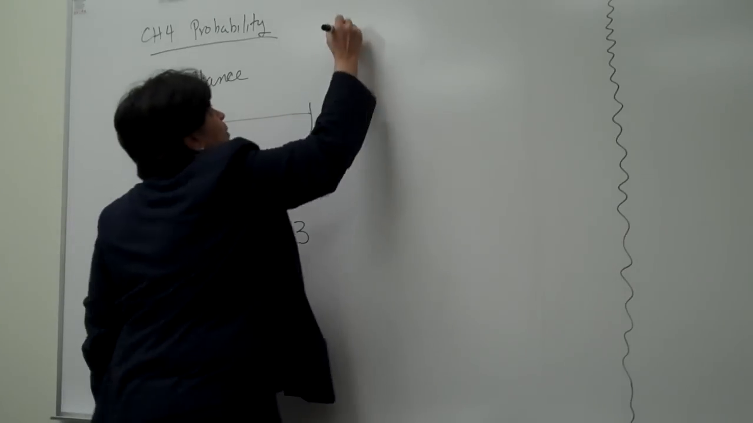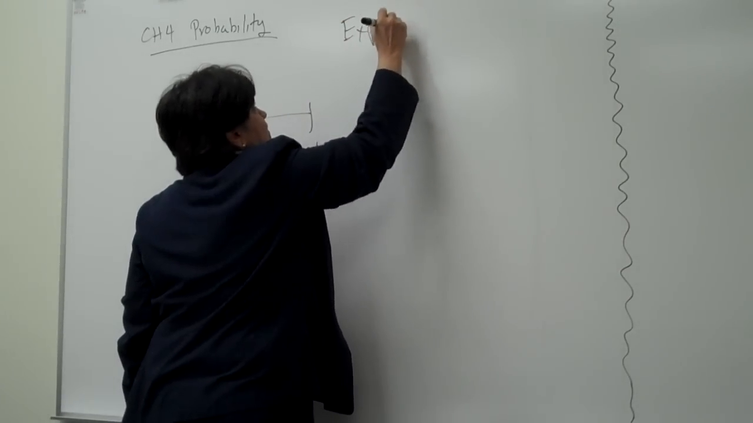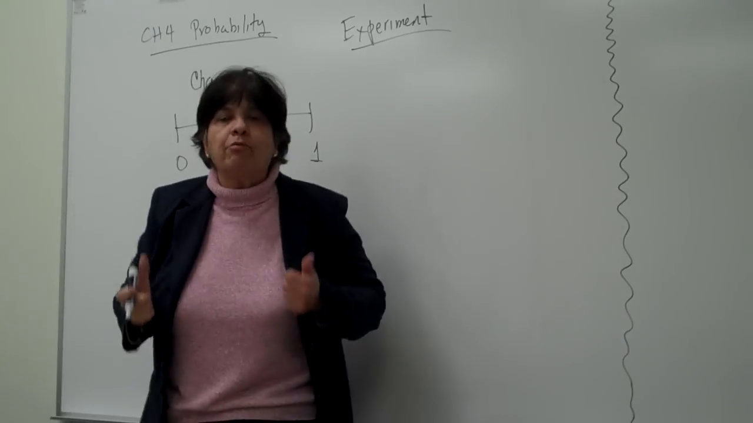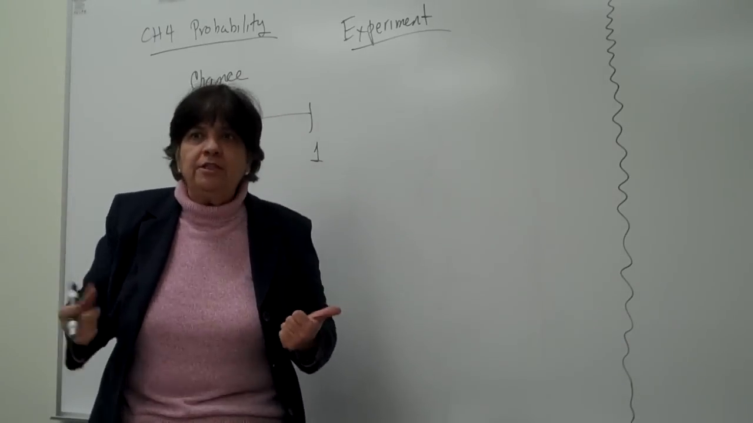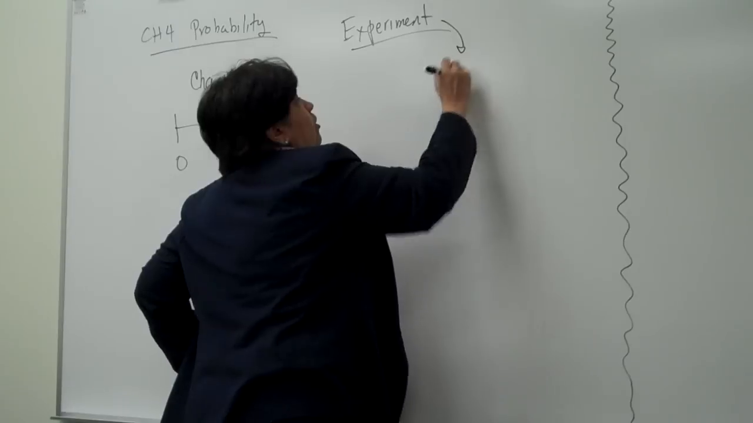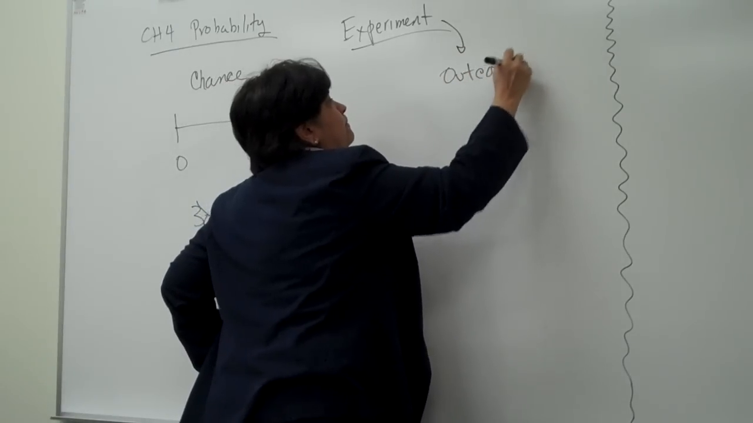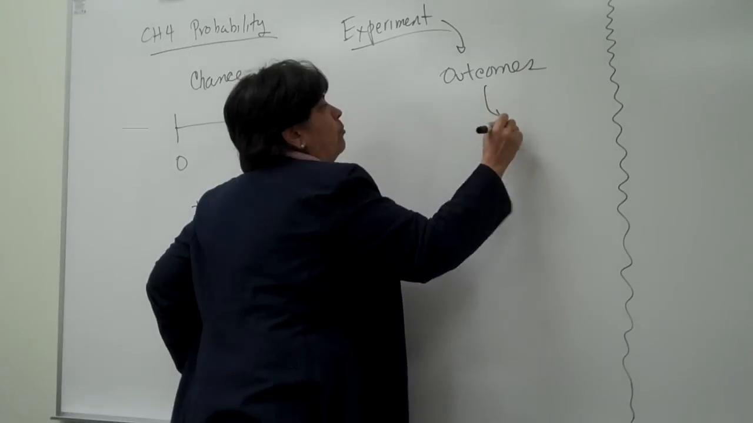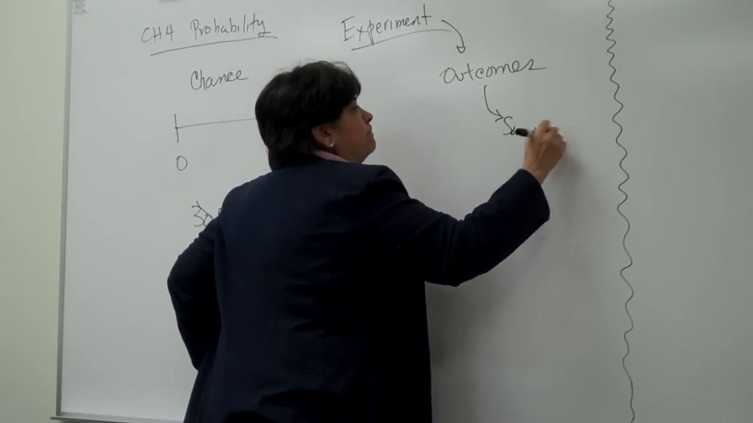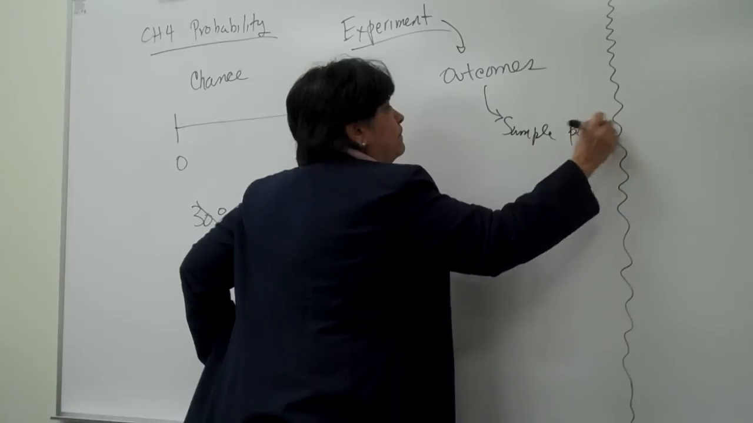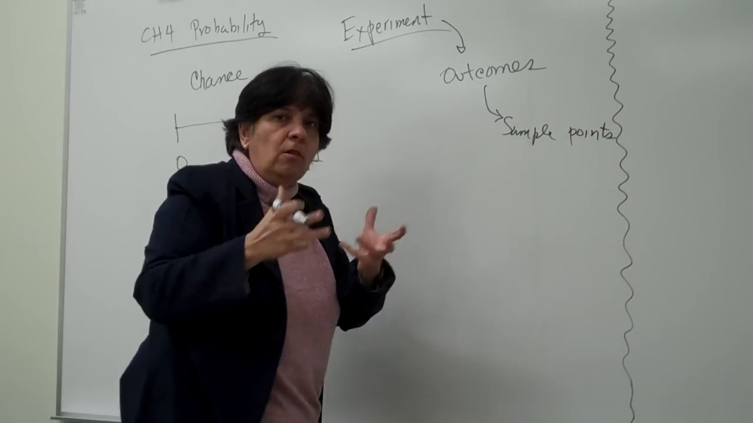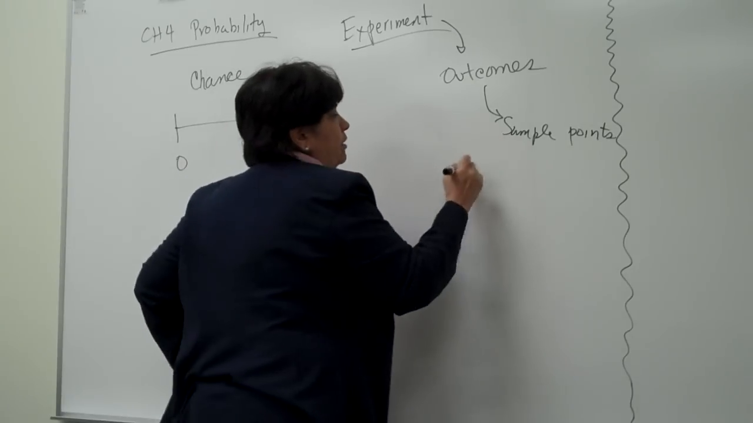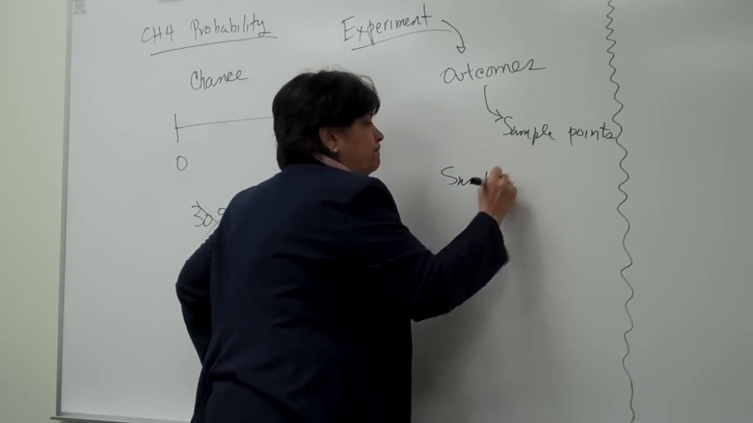Now, experiment. What is an experiment? An experiment is a process that generates outcomes. These outcomes are called sample points. And the whole group of all possible sample points is called the sample space.